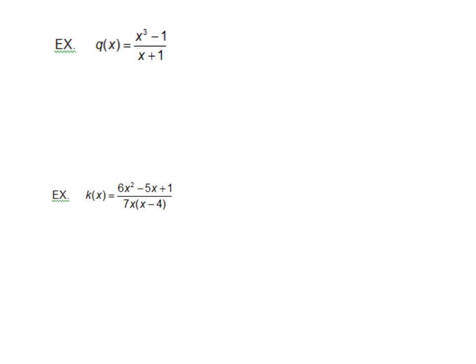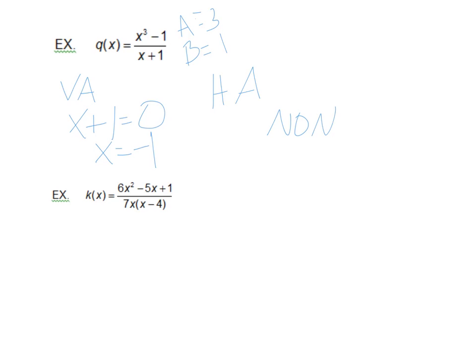Q of x equals x cubed minus 1 over x plus 1. Vertical asymptote, set the bottom equal to 0, x plus 1 equals 0, x equals negative 1. Horizontal, the degree of the top is 3. Degree of the bottom is 1. When A is greater than B, horizontal asymptote, none.